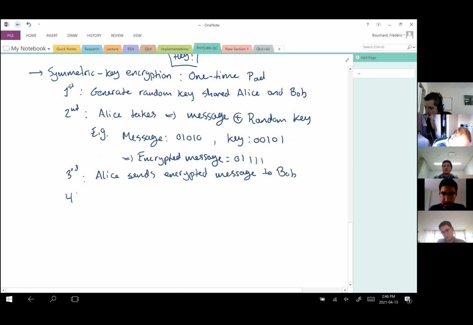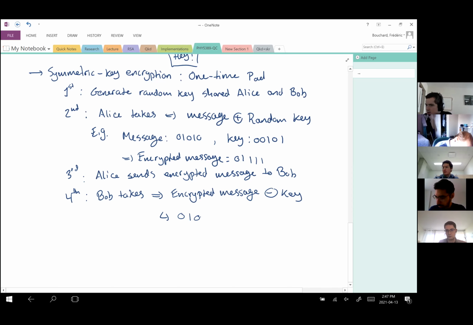And then finally, fourth, Bob takes the encrypted message minus the key. So let's do the encrypted message: 0 minus 0, that's 0. 1 minus 0, that's 1. 1 minus 1, that's 0. 1 minus 0, that's 1. And 1 minus 1, that's 0. So you do get back the message. So this is completely secure.